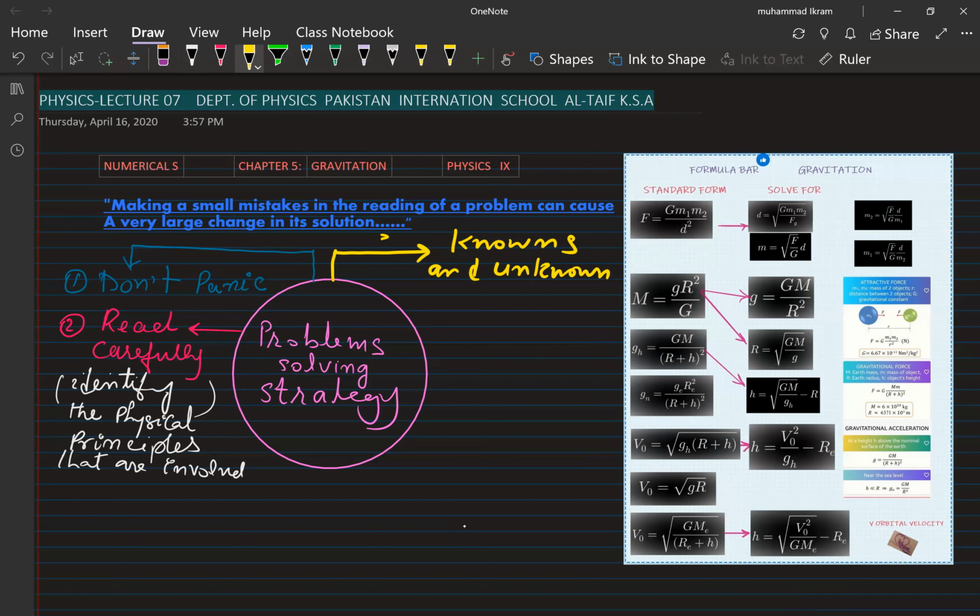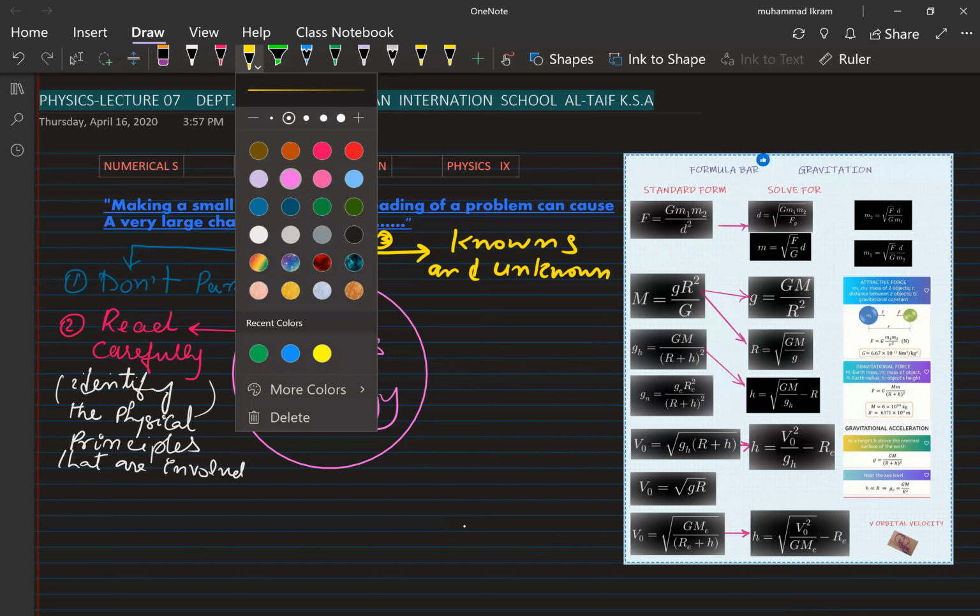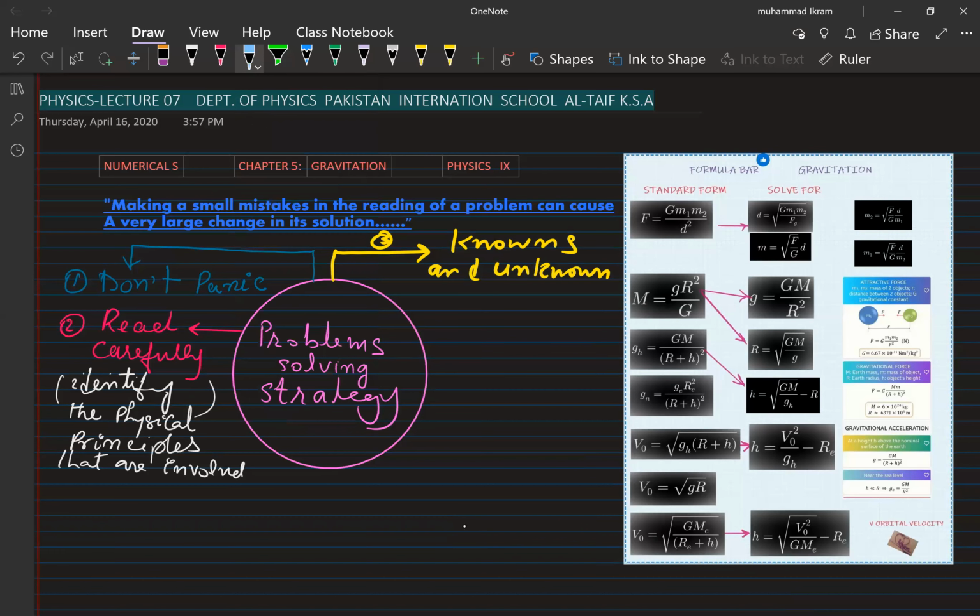If you are capable of finding your knowns and unknowns, then that will help a lot towards the solution of a problem. Now, one thing I would like to tell you is that in the knowns and unknowns, there are two kinds of things you should focus on. In the knowns, sometimes they will be clearly visible, and sometimes they will be hidden.